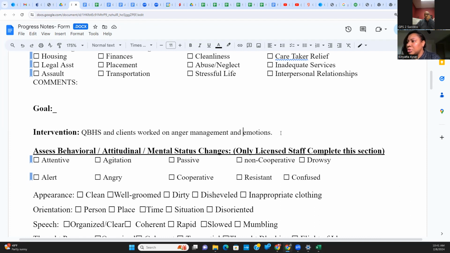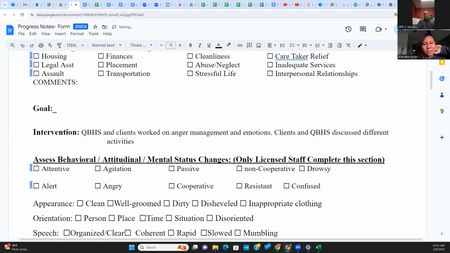So, clients and QBHS discussed different activities that could best help them manage their emotions, and shared information about a time when they didn't manage their emotions properly.